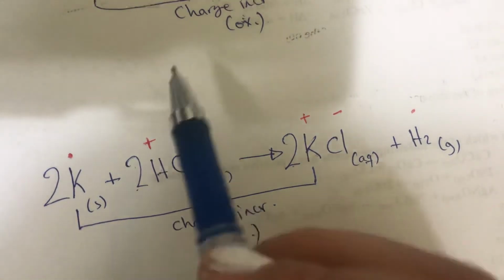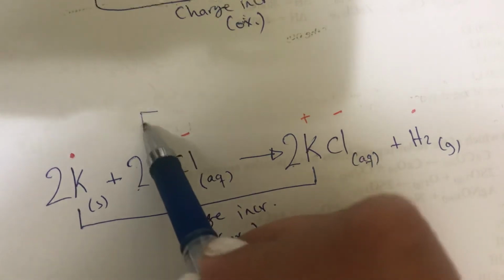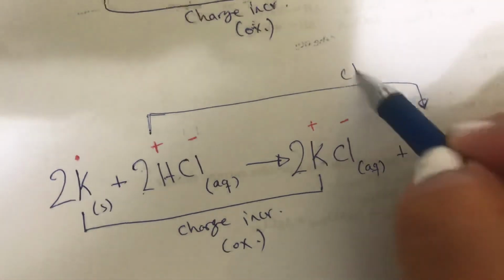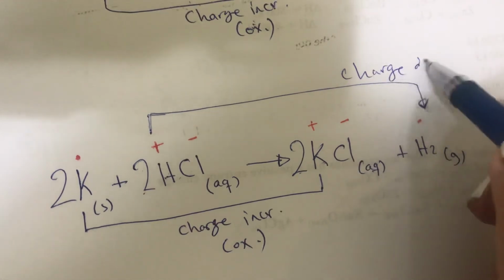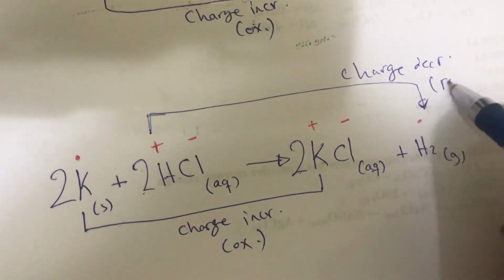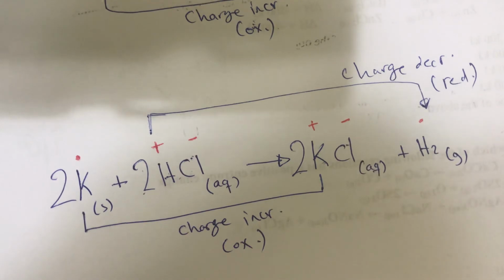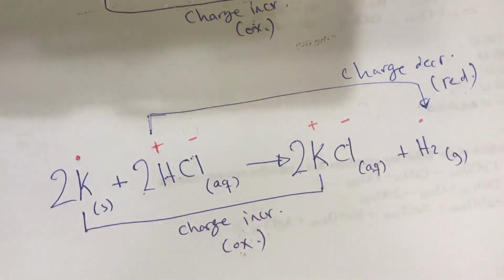What about hydrogen? Hydrogen goes from +1 to 0. So the charge decreases. It's a reduction process. What about chloride? Here -1, -1. The oxidation number does not change. So here you have an oxidation process and a reduction process. So it's an oxidation-reduction reaction.